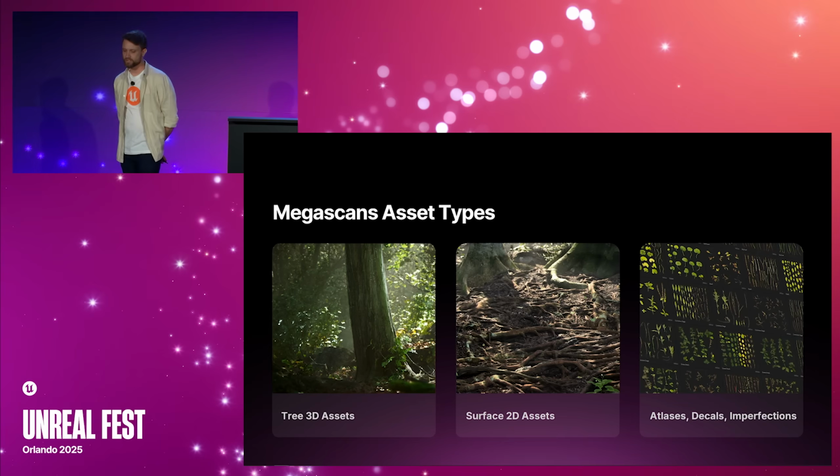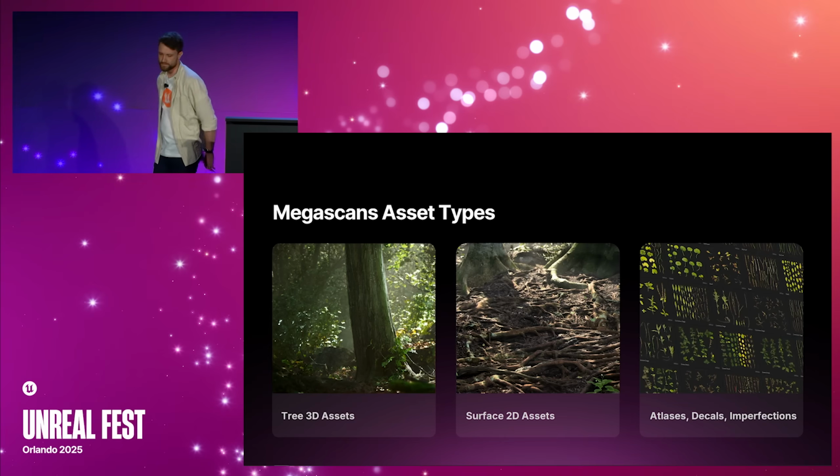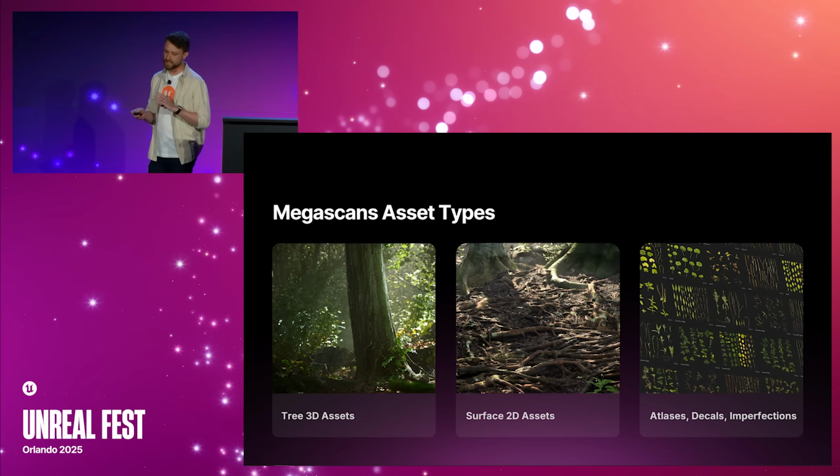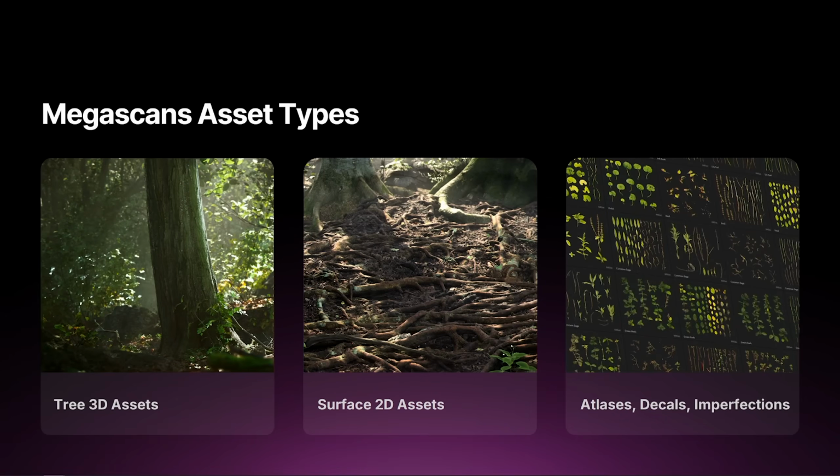Atlases are a collection of smaller scanned elements for things like foliage creation or debris scatter. I won't go into too much detail today with these, but these come from our photometric scanners, which effectively analyze the light patterns in the scan and infer PBR surface details. Then we have decals, which easily add surface details like dirt, damage, and graffiti to your scenes. And then finally, we have imperfections, which are very subtle textures designed to enhance realism and final visual polish for your scene.